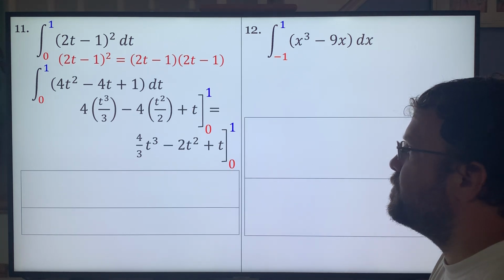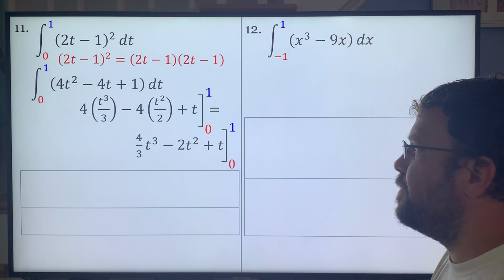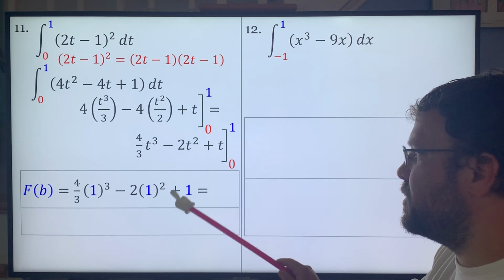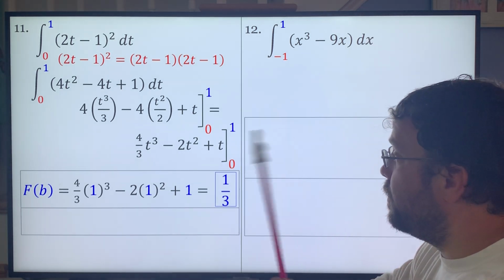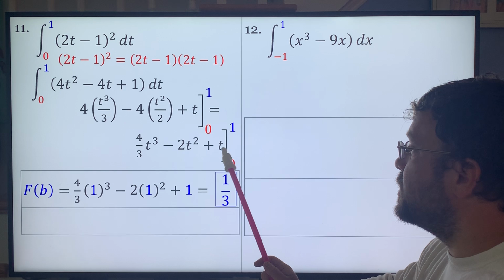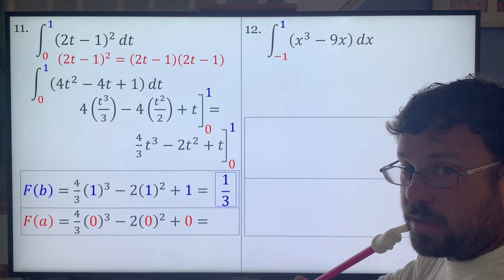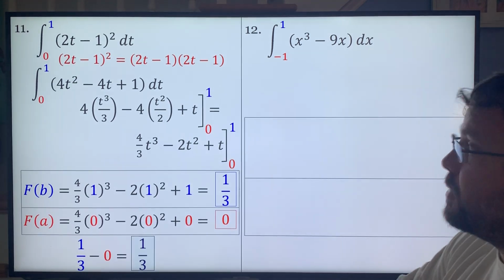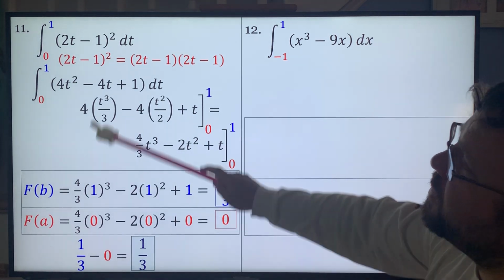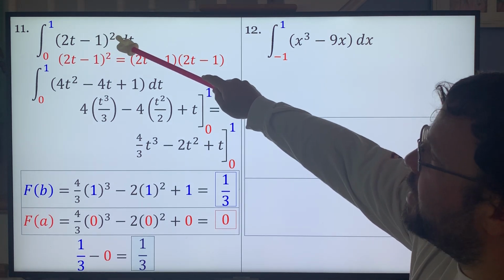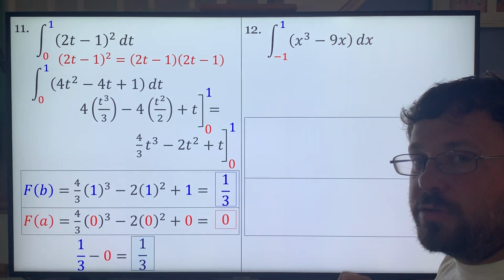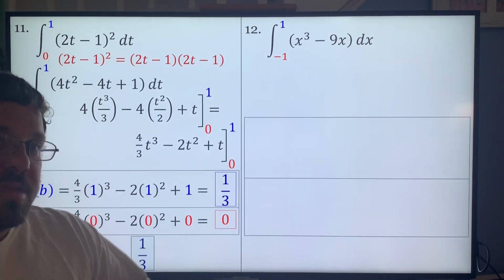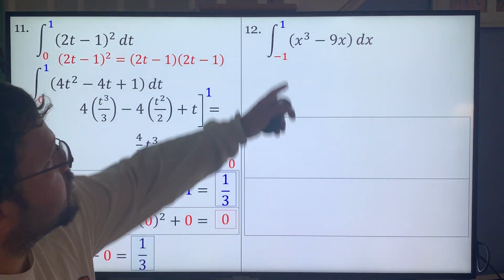All right. Still good? Plug in your 1. This becomes 4/3 minus 2 plus 1, which is 1/3. Plug in 0. 0 minus 0 plus 0. It's a tough one. 0. And your answer is 1/3 minus 0, which is 1/3. All right, so sometimes you do have extra steps. You can't integrate this, then FOIL it. You have to FOIL it first, just the way things work. And there is no chain rule for integration. There's something called a substitution rule. It comes later, but no chain.